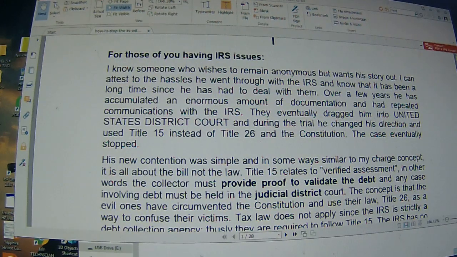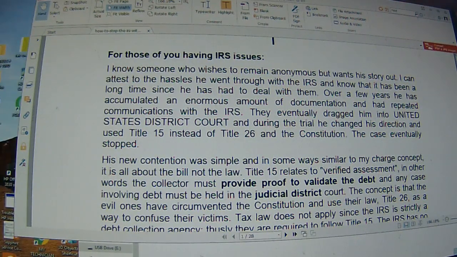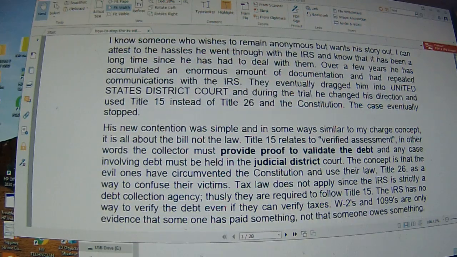His new contention was simple and in some ways similar to my charge concept. It is all about the bill, not the law. Title 15 relates to verified assessment. In other words, the collector must provide proof to validate the debt, and any case involving debt must be held in judicial court. The concept is that evil ones have circumvented the Constitution and used their law, Title 26, as a way to confuse their victim.